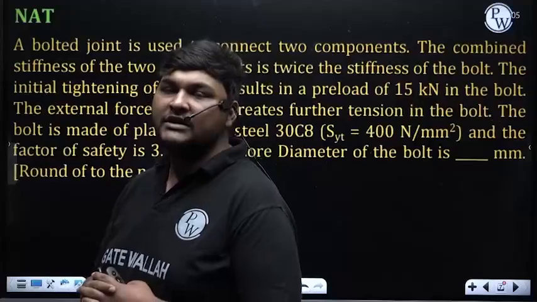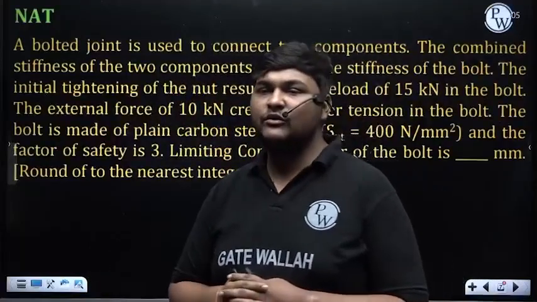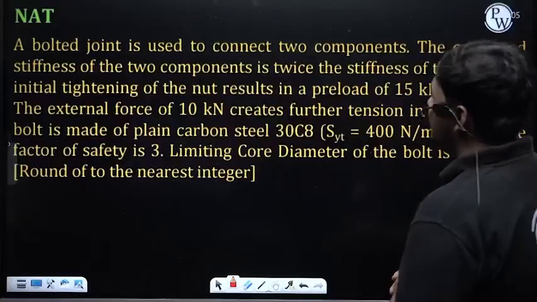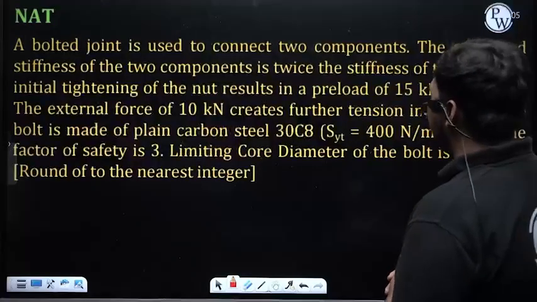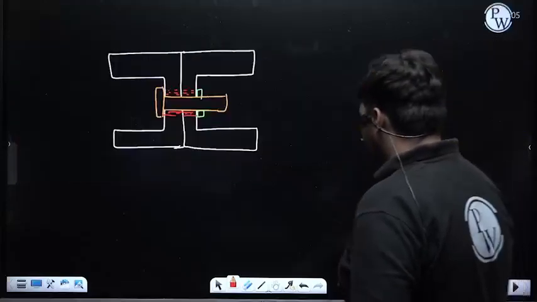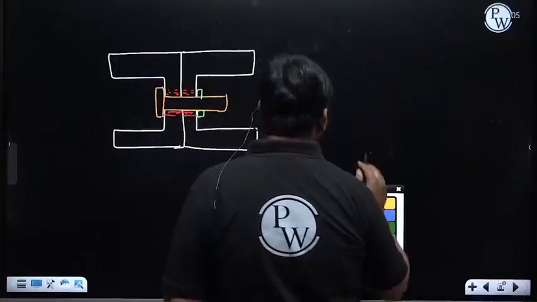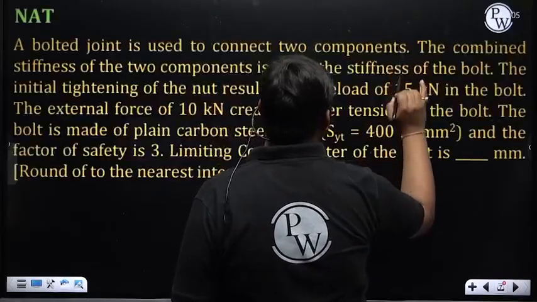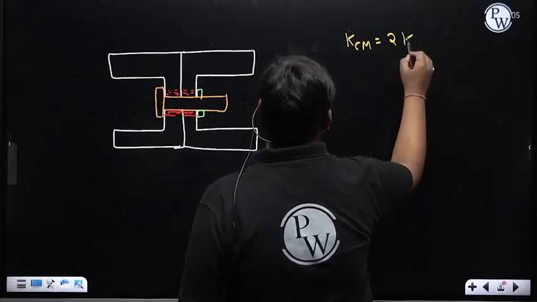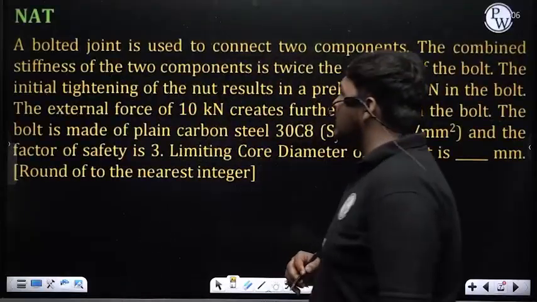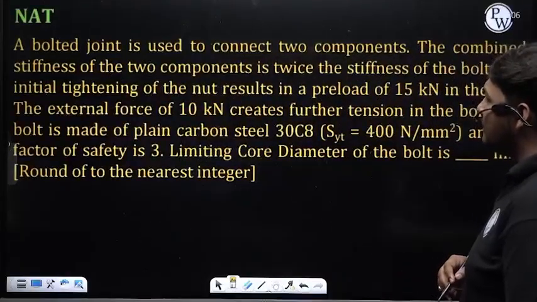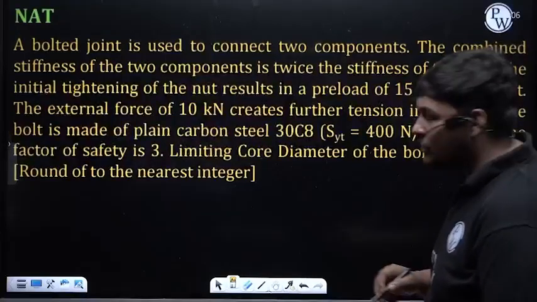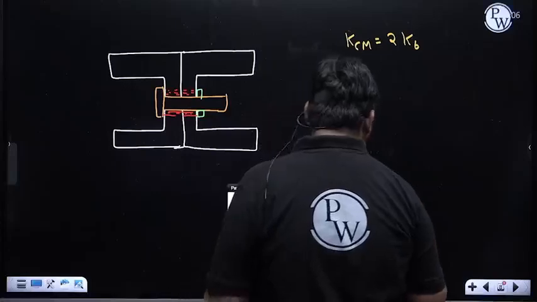So student, now we'll discuss the solution of this question. This is a numerical answer type question. What this question is saying: a bolted joint is used to connect two components. The combined stiffness of the two components is twice the stiffness of the bolt. So the stiffness of the connecting member is given, and it is twice the stiffness of the bolt. Now the initial tightening of the nut results in a preload in the bolt.